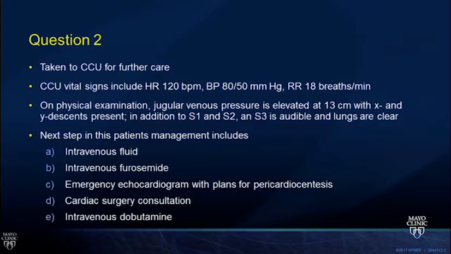His vitals, though, are a heart rate of 120, blood pressure 80, respiratory rate 18. His venous pressure is elevated with X and Y descents. In addition to S1 and S2, an S3 is audible and the lungs are clear. Next step in the management includes fluids, furosemide, emergency echo with a needle, cardiac surgery consultation, IV dobutamine. Next step in management on this guy with an inferior STEMI, underwent revascularization, now pretty sick.